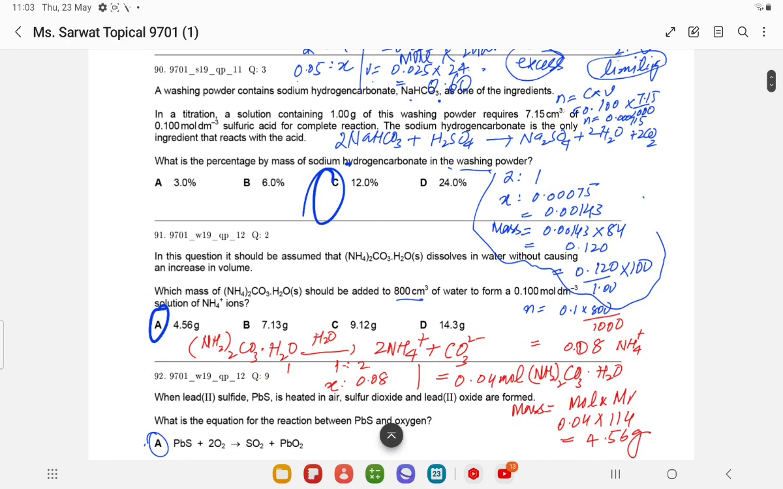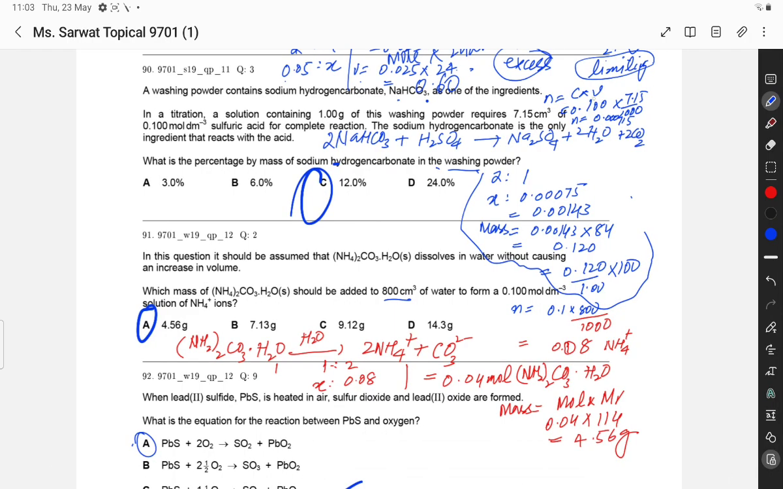So by using mole equals concentration times volume, we get the moles as 0.00415. The chemical equation for this reaction is: sodium hydrogen carbonate reacts with sulfuric acid to form sodium sulfate, water and carbon dioxide. So we know that 0.00415, by using the mole ratio 2:1, and 0.00415 moles of sulfuric acid, ratio X.